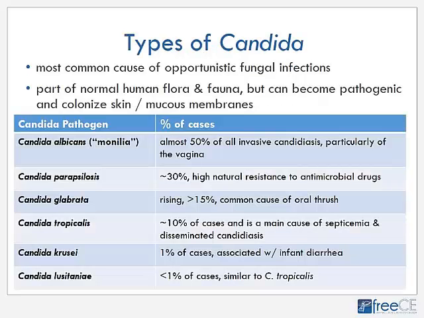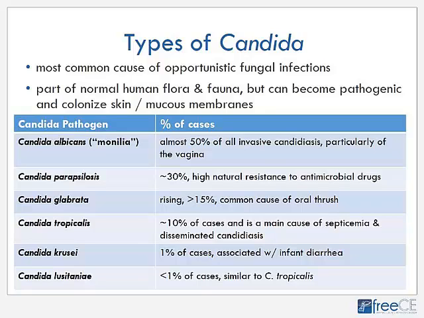Candida comprise the most common cause of opportunistic fungal infections in people. Various species of Candida are part of the normal human flora and fauna of the GI system, but under certain circumstances they can become pathogenic and colonize the mucous membranes on the inside or the skin on the outside of the body. As previously mentioned, Candida albicans, also referred to as Monilia, is the most common species, and it accounts for almost 50% of all invasive candidiasis, particularly of the vagina.